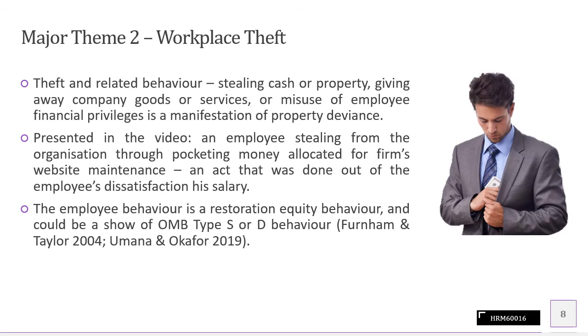Theft and related behavior, such as stealing cash or property, giving away company goods or services, or misuse of employee financial privileges, is another manifestation of property deviance behavior. As seen in the video, an employee was stealing from the organization by pocketing money allocated for the firm's website maintenance. This misbehavior's type lies on S and D.